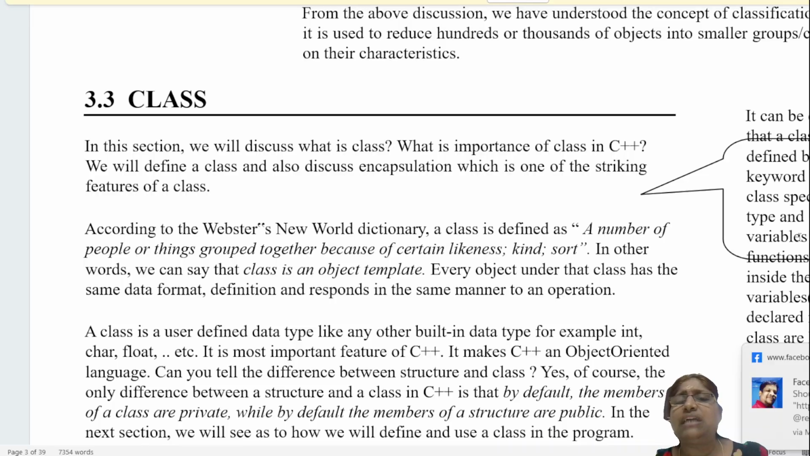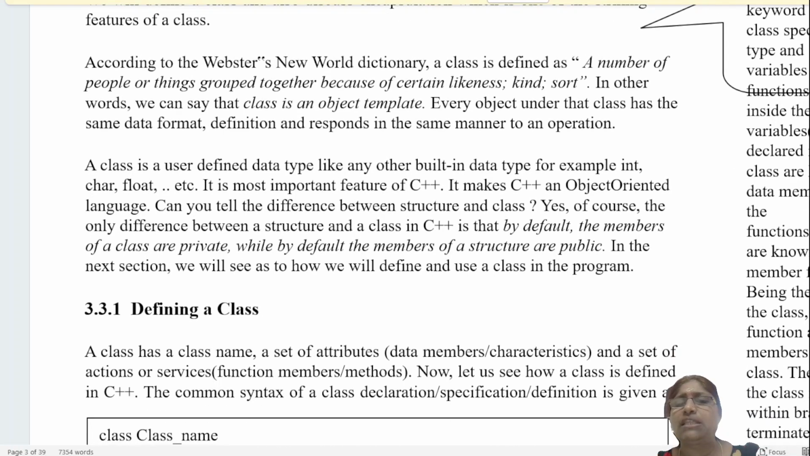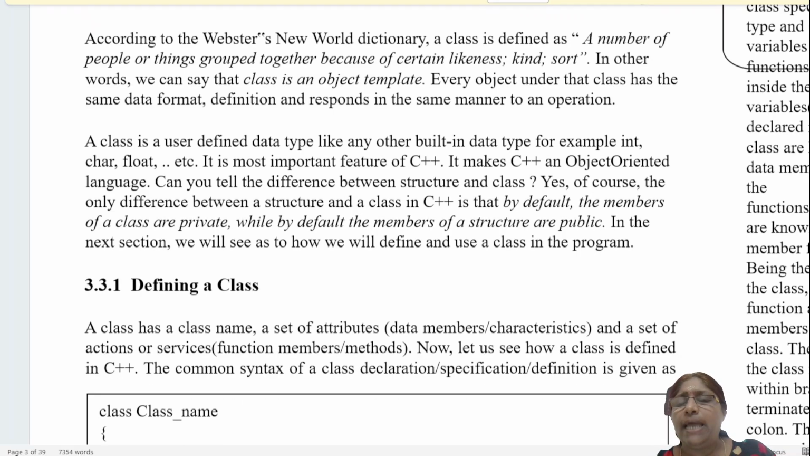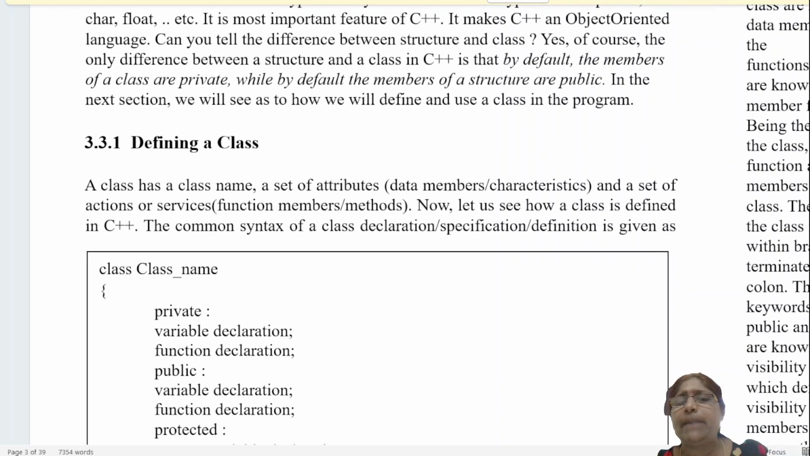The class specifies the type and scope of variables and functions declared inside the class. The variables (data) declared inside the class are known as data members, and the functions (methods) are known as member functions. Being part of the class, data and functions are called members of the class. The body of the class is enclosed within braces and terminated by a semicolon.